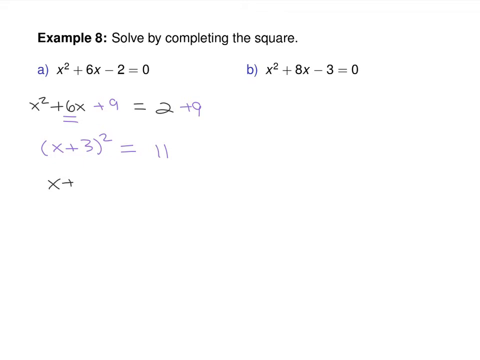So x plus 3 will equal plus or minus the square root of 11, right? Is that okay? And so then what's your final answer? Negative 3 plus or minus the square root of 11. Great.